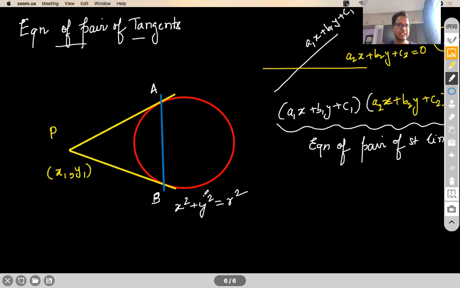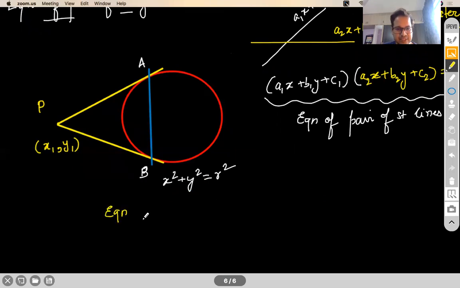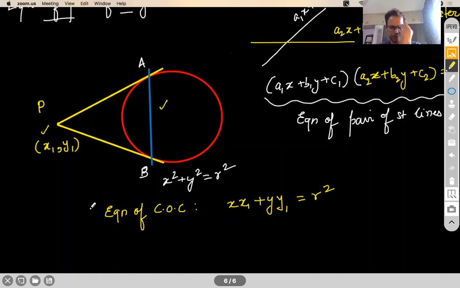How would I find this out? All of you, please pay attention to whatever I'm going to say. If you know the equation of the circle, you basically know the equation of the chord of contact. The equation of the chord of contact will be xx1 plus yy1 equal to r squared. So this equation is known, and this point is already given to you. No problem. Now, listen to this. This is a very important statement.